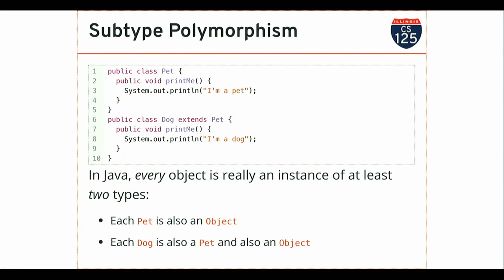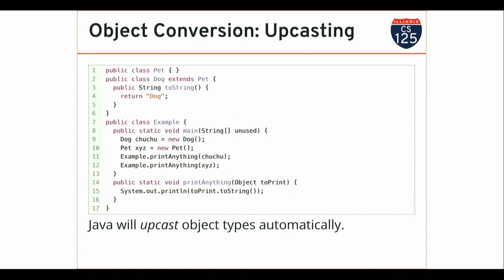Depending on the class relationships you extend in your hierarchy, this can get even more complicated. So now every dog is simultaneously a dog, a pet, and an object. As a dog, it has a method called printme that it overrode from pet, so it has its own version of printme. As a pet, it doesn't have any special behavior because it overrode this method, but as an object, it has equals and toString, and hashCode and the other object methods. We're going to talk a little bit about casting. If I want an object to behave like one of its ancestors, Java will do this for me automatically.